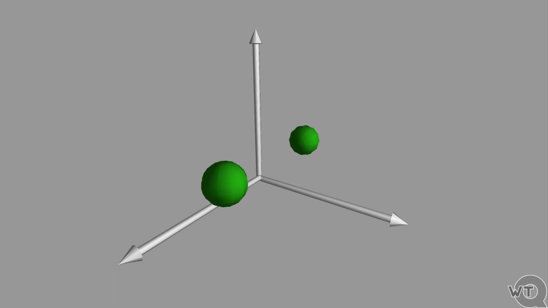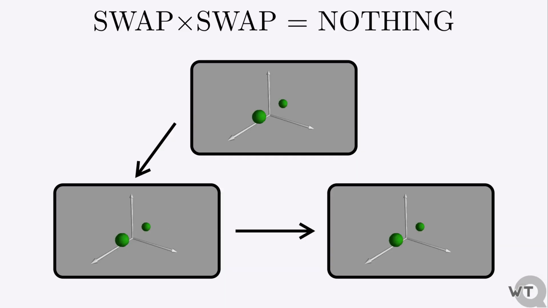So what does that mean? It means that swap-swap does nothing. Swap-swap equals nothing. This is an equation between processes, not just an equation between kets.